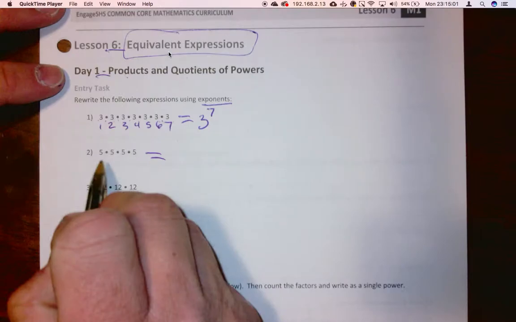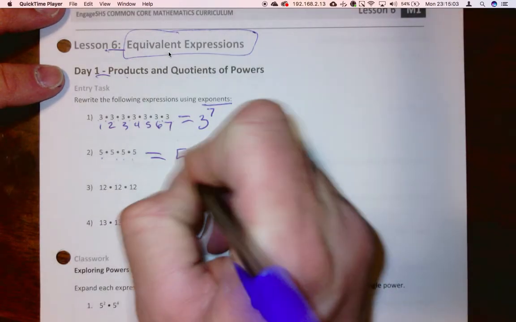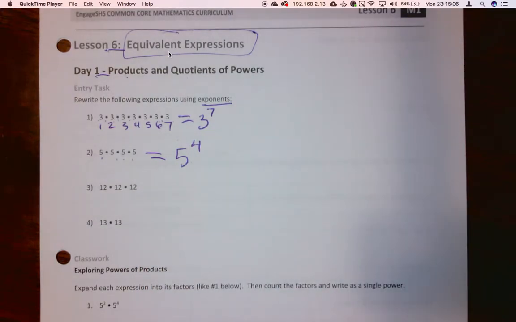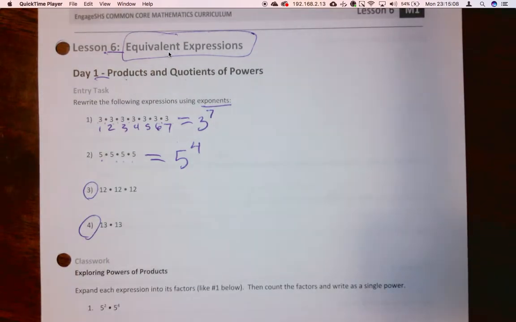Okay, that means 5 times 5 times 5 times 5 is 5 to the fourth power. You do that one, you do that one.